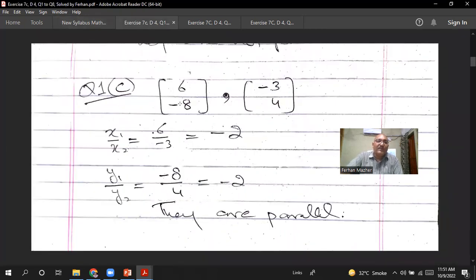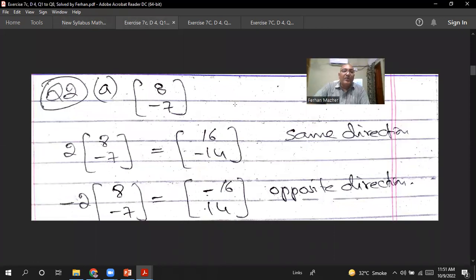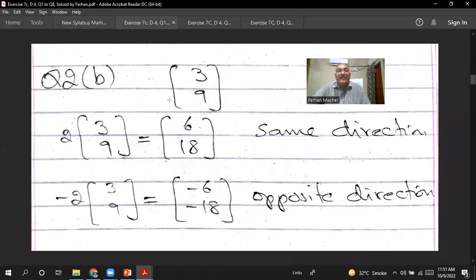In my solutions, what I have done, I have multiplied it with the positive 2, so 16 and minus 14, and then I have multiplied that column vector with the minus 2. So I get minus 16, 14. So that this one is in the same direction and this is in the opposite direction. They are parallel to this vector. Okay, so the next one is B part.